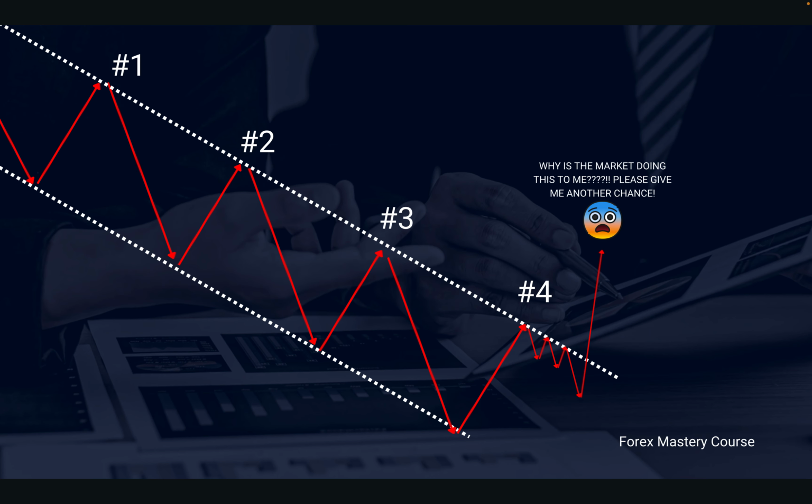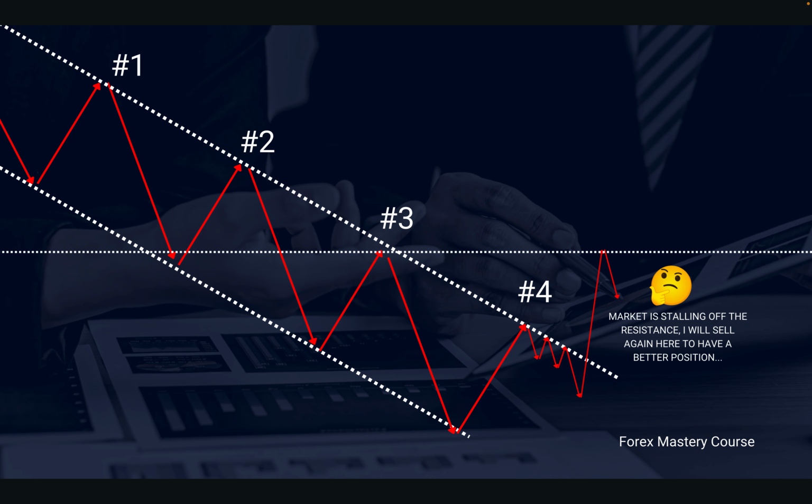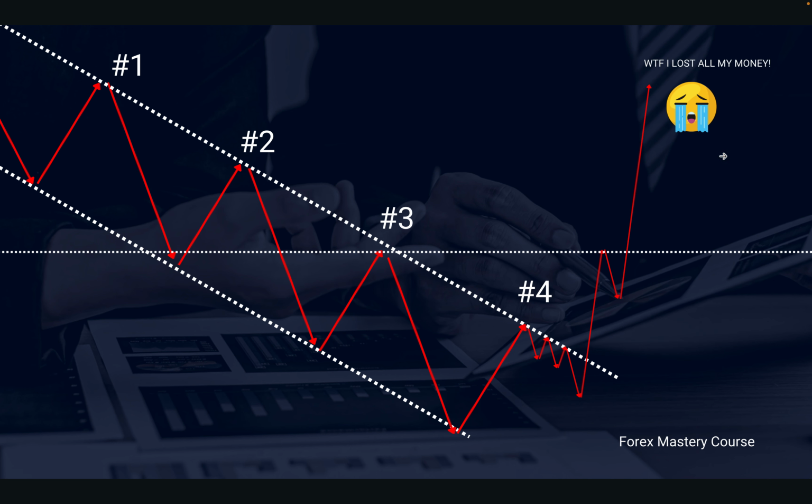Boom. Why is the market doing this to me? Please give me another chance. Oh, the market is stalling off of the resistance, right? We see this confluence here where we have the resistance level, previously hit resistance. We're coming back to this previously hit resistance level. What could happen? Well, I will sell again here to have a better position. Boom! I lost all my money.